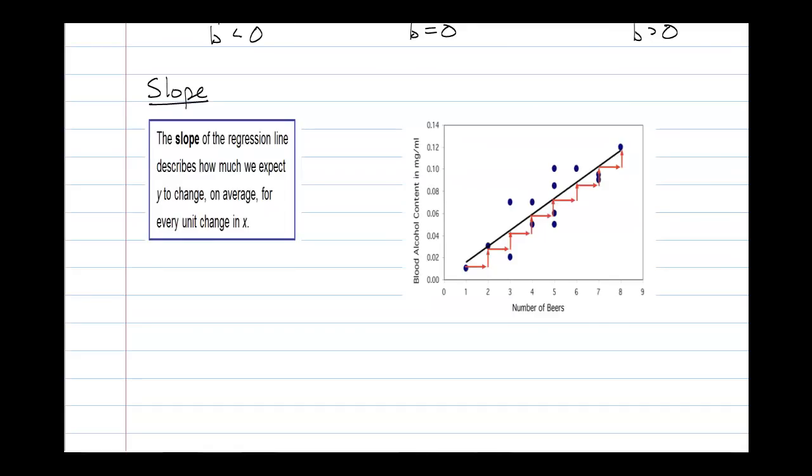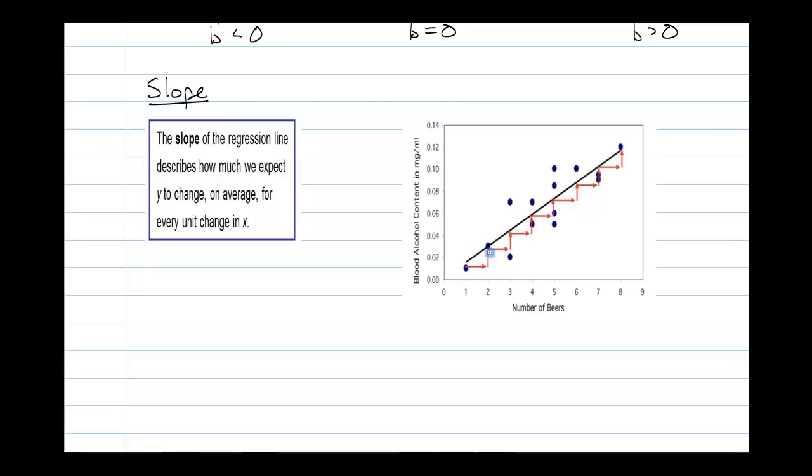So to get started here, we already know what slope is. Slope in its general sense means rise over run. So when we talk about rise over run, we're talking about vertical increase over horizontal increase. And of course this could be a decrease as well, but we're looking at a positive sloping regression line right here. So the slope of the regression line describes how much we expect y to change on average for every unit change in x.